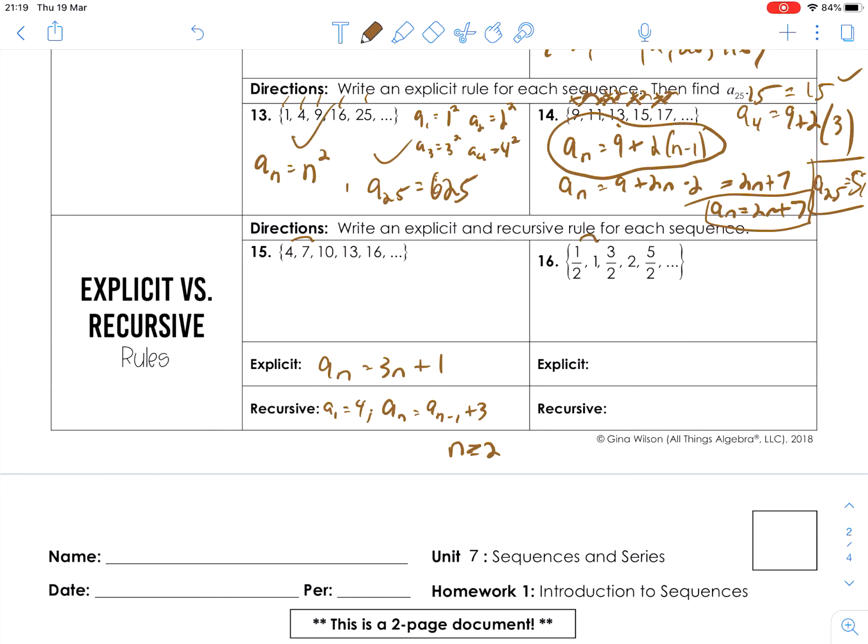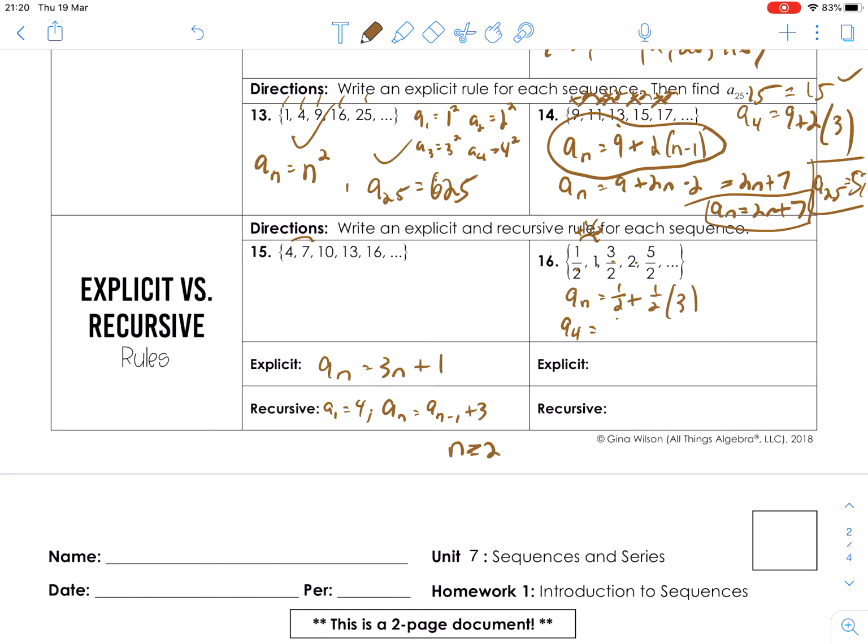Same thing for number 16. What are we going up by? We're going up by 1/2. Going up by 1/2 each time. So we know a sub n is going to be equal to the first term plus whatever we're going up by times how many terms after we're looking for. So say this was a sub 4. So 1, 2, 3, 4. We are going 3 terms past the first, so that's 4 minus 1.